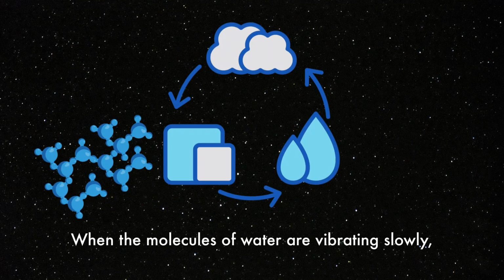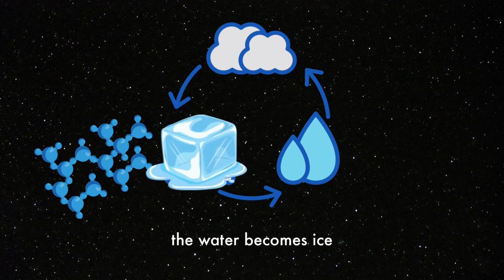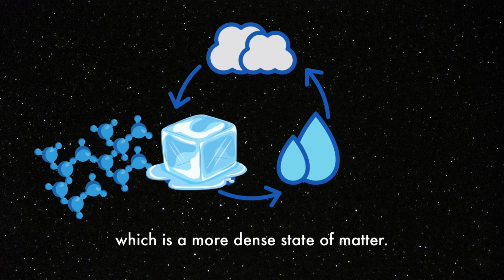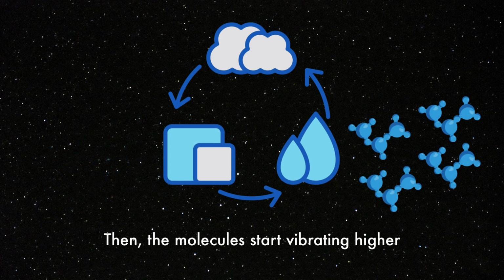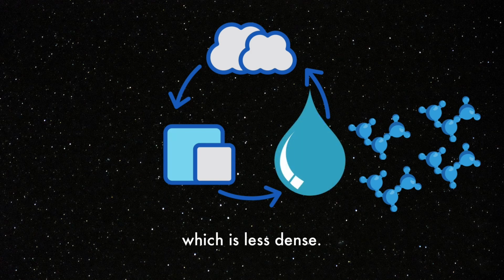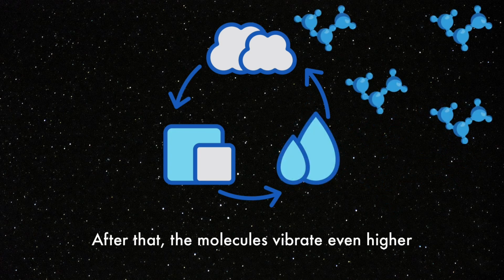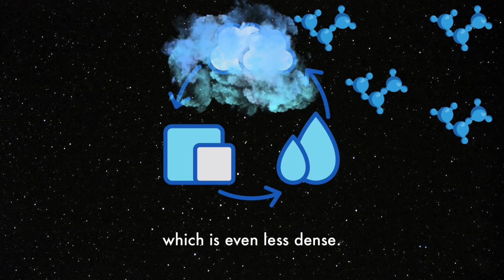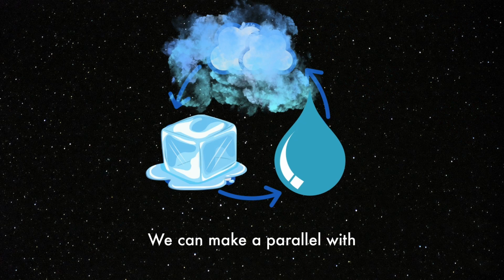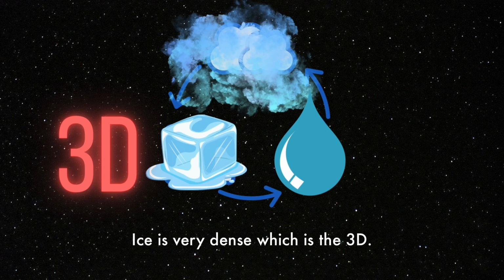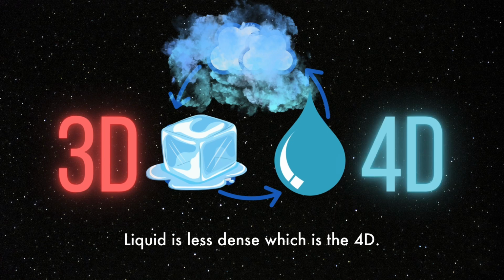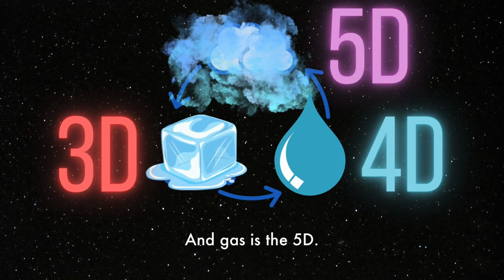I like to explain this by making a parallel with water. When the molecules of water are vibrating slowly, the water becomes ice, which is a more dense state of matter. Then the molecules start vibrating higher, and they become liquid, which is less dense. After that, the molecules vibrate even higher and become gas, which is even less dense. We can make a parallel with the levels of consciousness in this way. Ice is very dense, which is the 3D. Liquid is less dense, which is the 4D. And gas is the 5D.